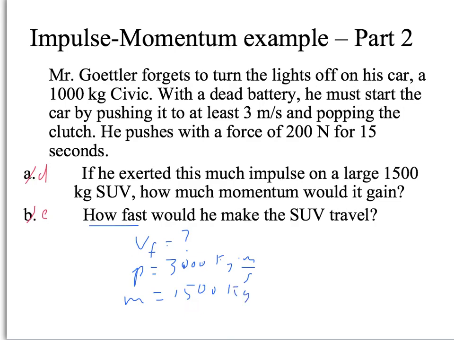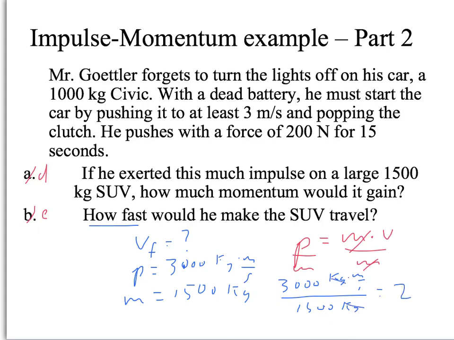So how do we find the final velocity? Well, we just use our equation for momentum. Momentum equals mass times velocity. We can divide both sides by mass. Mass goes away. And now we have 3,000 kilogram meters per second over 1,500 kilograms. Kilograms cancel, and for the velocity we get 2 meters per second equals velocity.